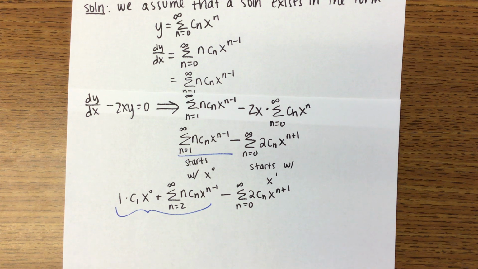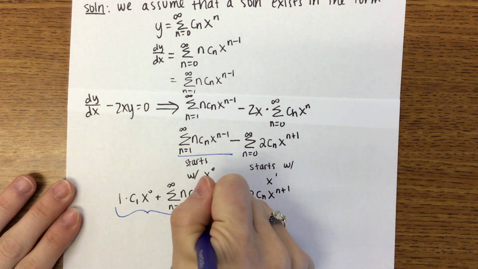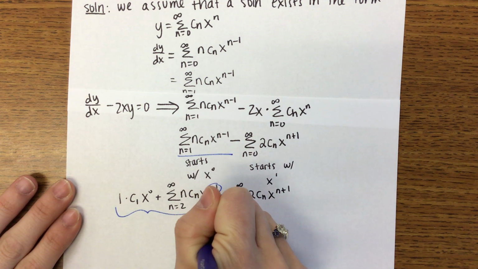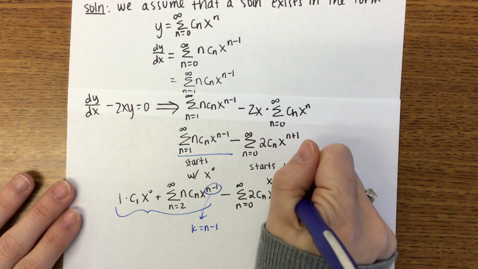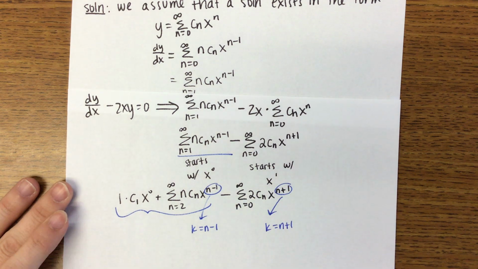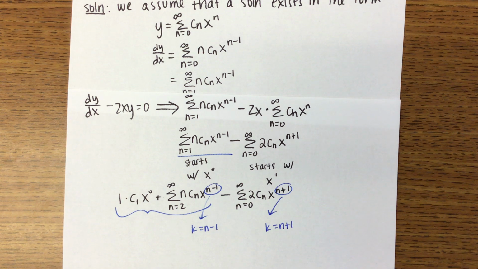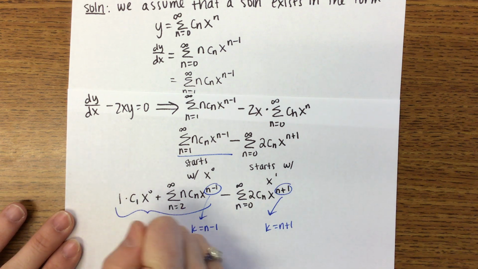So here's what we need to do next: we need to get these to start with the same value. Instead of having that power of n minus 1, we're going to let it be k. So we want that to be x to the k. k is just some arbitrary term. Here, I'm going to call k equal to n minus 1. So all I'm doing is changing the indices a little bit. I'm not changing the sum at all. And you're going to see why I do that in a minute. This first term just becomes c_1.